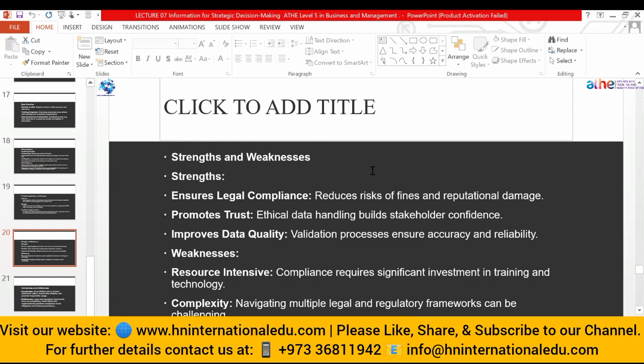Weaknesses, however: it is resource intensive because it requires significant investment in training and technology. Investment, because the software and systems are way too expensive. It's not easy to apprehend everything. Training means giving workshops and different training sessions to workers and employees, newbies and the old ones. Technology means upgrading every asset and machinery from time to time. Complexity: navigating multiple legal and regulatory frameworks can be challenging. In an organization, you need to hire people with different skills and expertise so that they can pursue the proper set of systems.